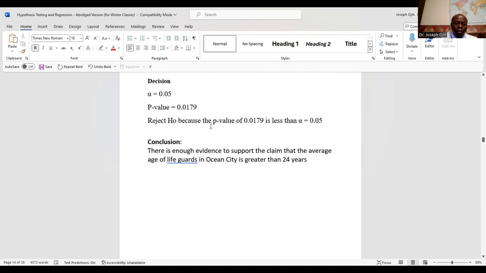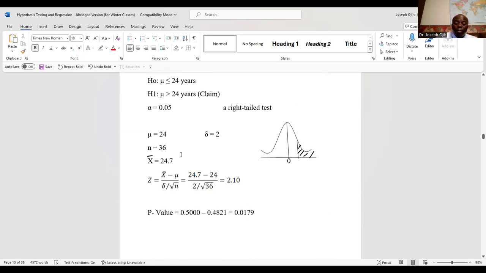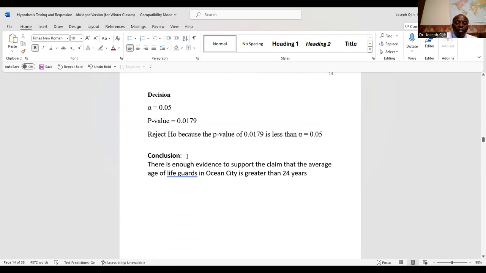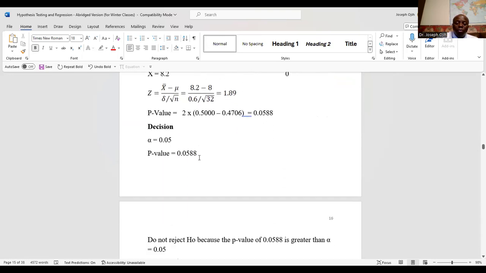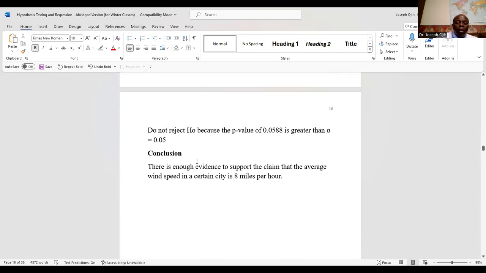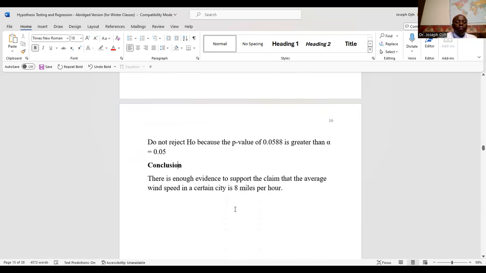Okay, we rejected, and this time the claim is in the alternative hypothesis. So we say that there is enough evidence to support the claim. Yeah, the claim is in the, no, there's also enough evidence. So just a coincidence. Any question on this? Good. No question. Good. Now, that is for now.